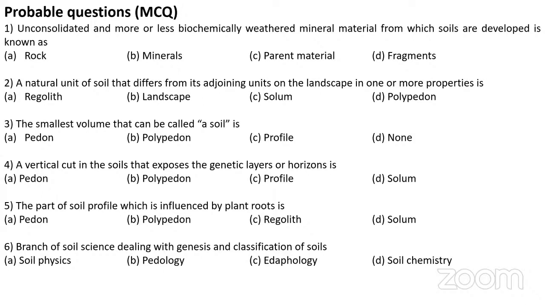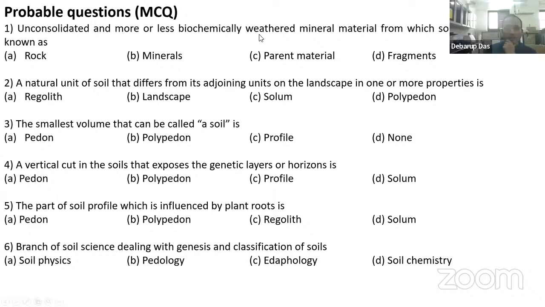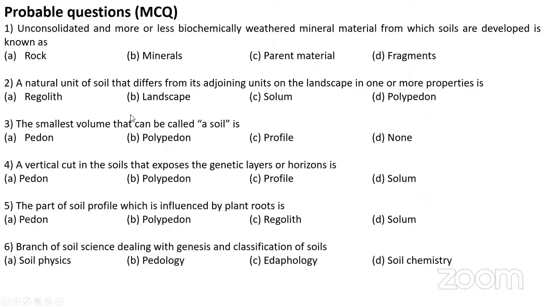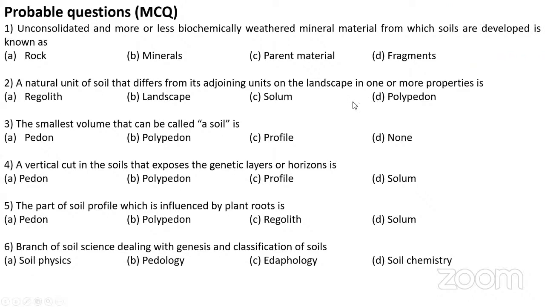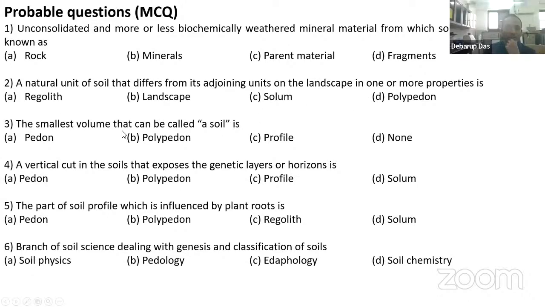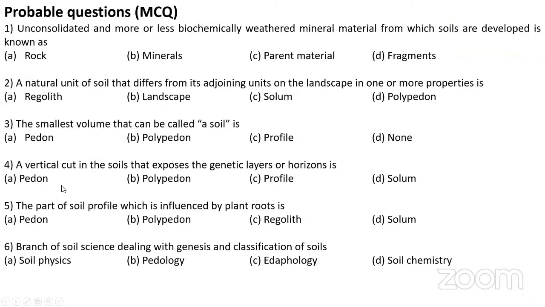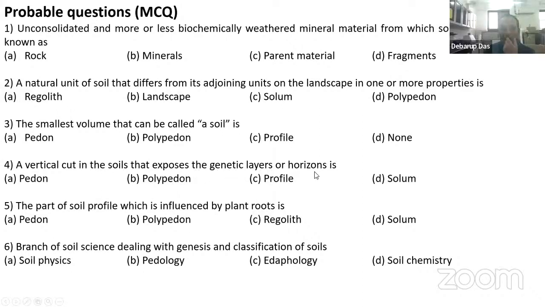So, first question: unconsolidated, more or less biochemically weathered mineral material from which soils are developed is known as? Parent material. Good. A natural unit of soil that differs from its adjoining units on the landscape in one or more properties. Polypedon. Yes. The smallest volume that can be called a soil. Pedon. Good.